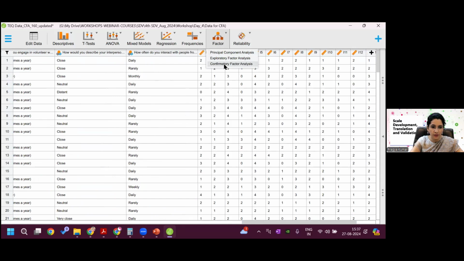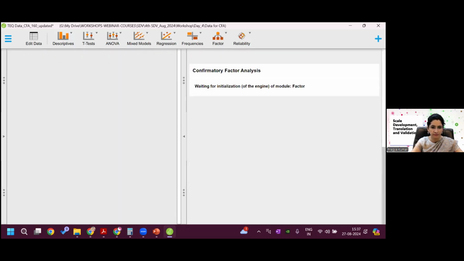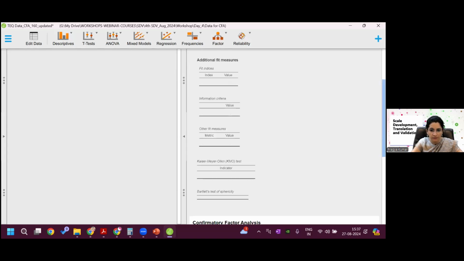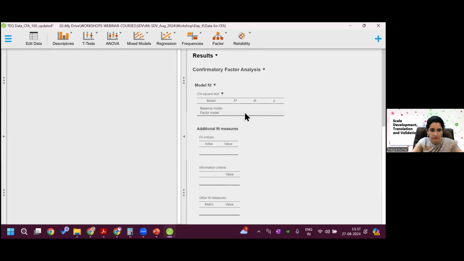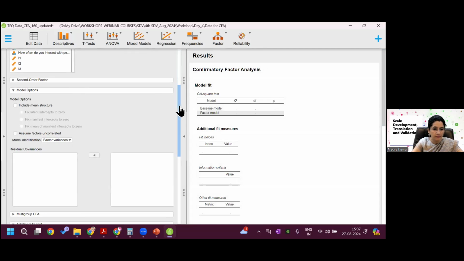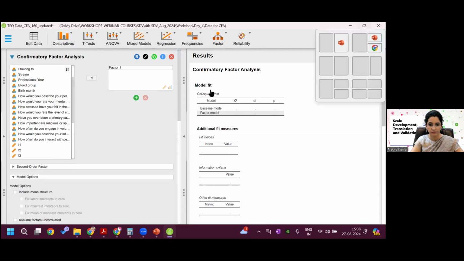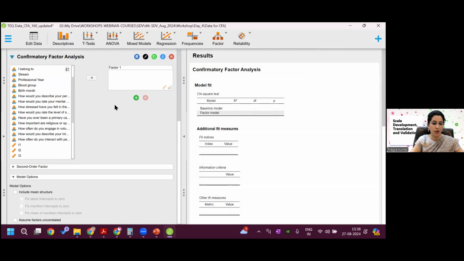So now coming to the confirmatory factor analysis of this data set. Now you can see that there are variables here, and this is factor. So now you have to enter these variables into their respective factors. We proposed a 3-factor structure.